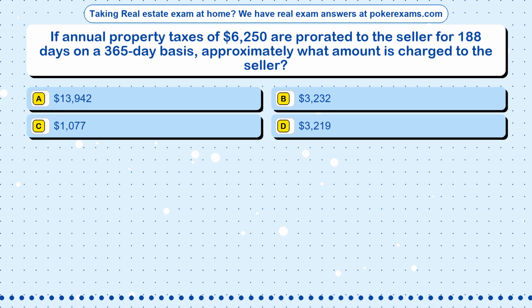Question 56. If annual property taxes of $6,250 are prorated to the seller for 188 days on a 365-day basis, approximately what amount is charged to the seller? Option A, $13,942. Option B, $3,232. Option C, $1,077. Option D, $3,219.